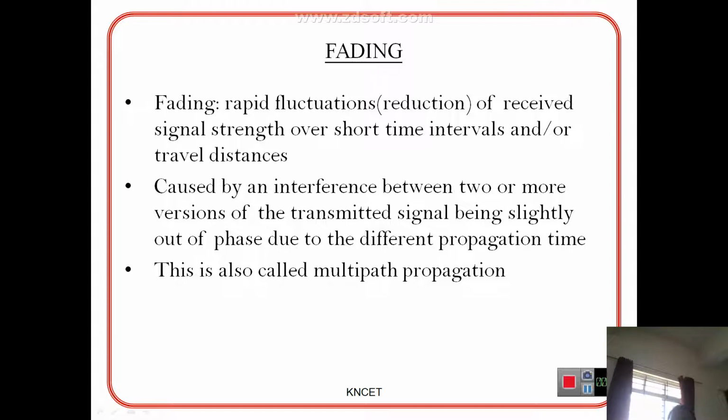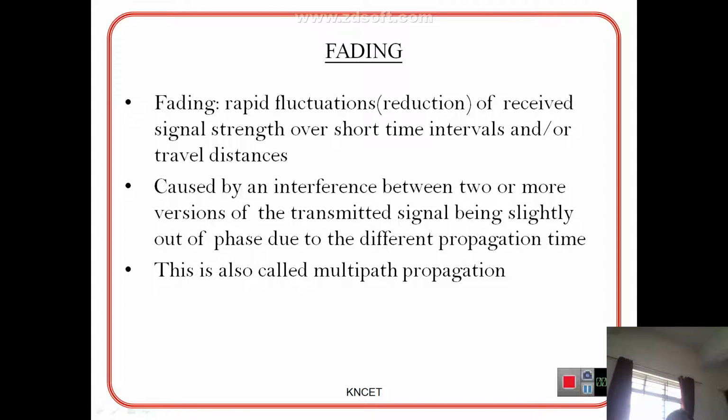In wireless communication, we know the main word, fading. What is meant by fading? Fading is a very low signal. Fading is the rapid fluctuation, that is, the reduction of received signal strength over a short time interval or a travel distance, whatever it may be. So for a time interval or a travel distance, we use the word fading.